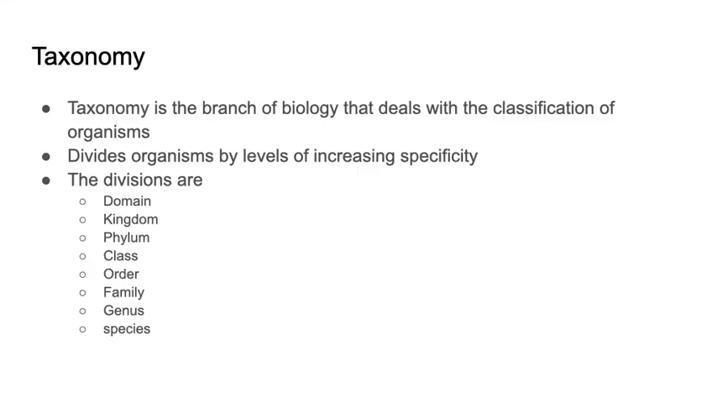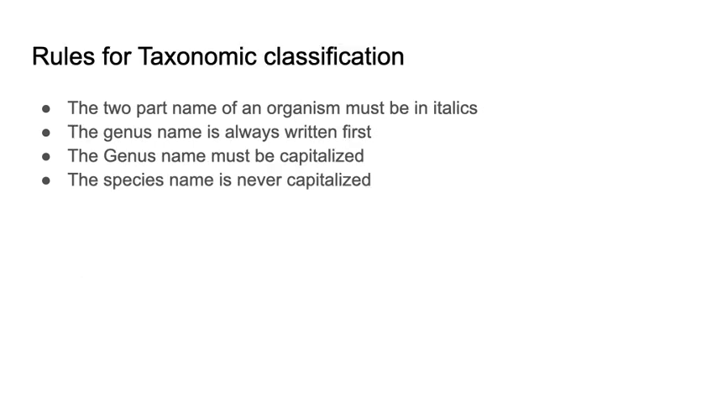Our first lecture covers taxonomic classification and identification. Taxonomy is the branch of biology that deals with the classification of organisms. It divides organisms by levels of increasing specificity. The divisions are domain, kingdom, phylum, class, order, family, genus, and species.